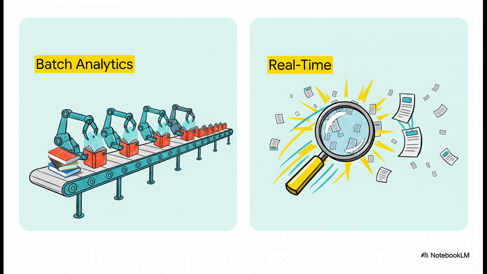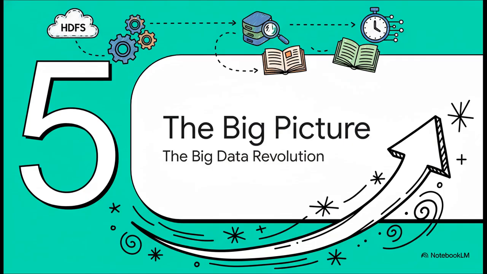So here's the key difference. HDFS and MapReduce are for scanning the whole library, that's batch analytics. HBase is for using the index to find one specific word instantly, that's real-time lookups. So when you zoom out and you look at all these pieces together, HDFS for storage, MapReduce for processing, and then tools like Hive for making it easy and HBase for real-time access, you don't just see a collection of software. What you're really looking at is a full-blown revolution.